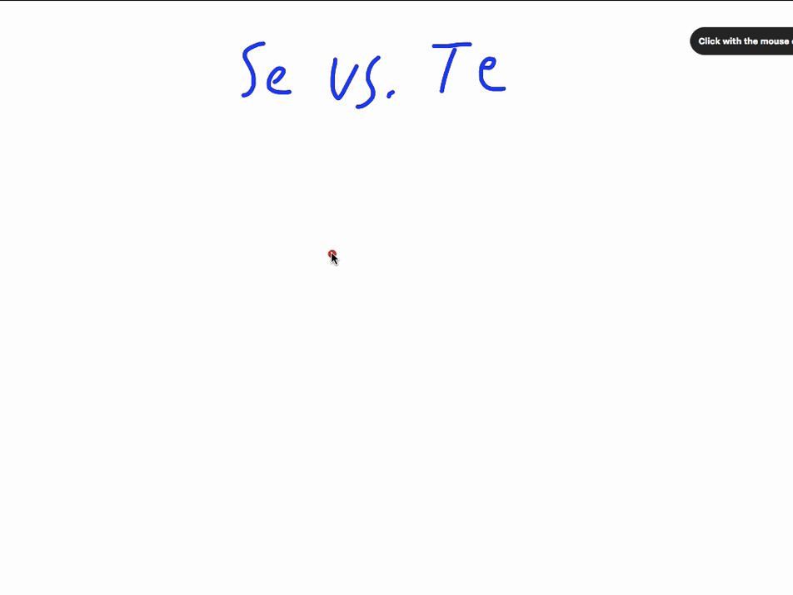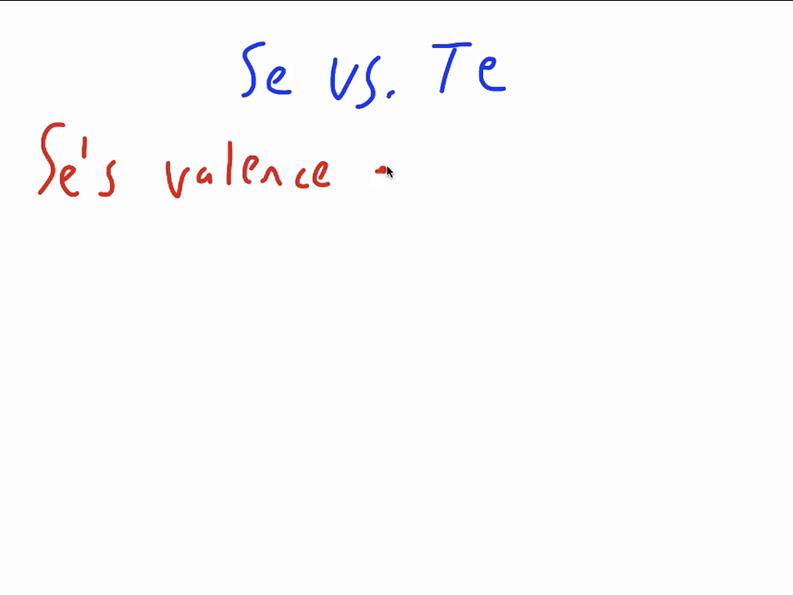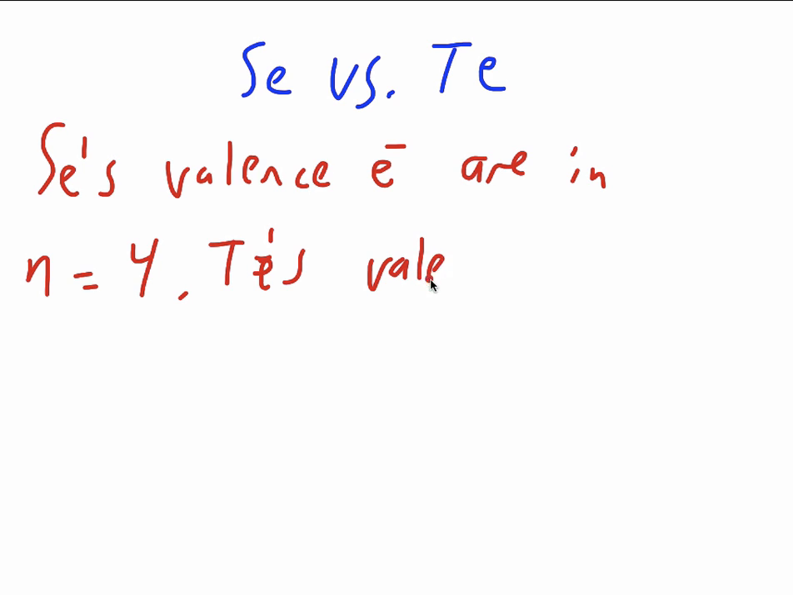Okay, so how should we go about doing this? Okay, so Se versus Te. So Se's valence electrons are in n equals 4. Okay, so we identify that. Te's valence electrons are in n equals 5. So Te's valence electrons are further from the nucleus.